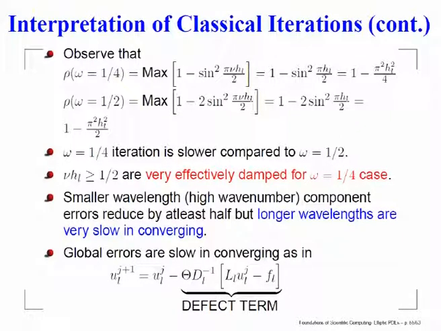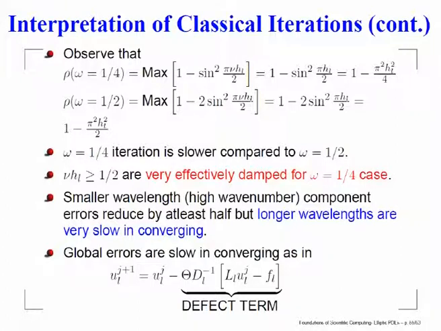What will be the maximum? The maximum will be when the sine square part is least. That corresponds to mu equal to 1. So we get 1 minus sine square of pi h_L by 2. If h_L is small, I can see that this is the spectral radius. This is what we have commented upon earlier also: for the under relaxed Jacobi method, the spectral radius varies with h_L square.